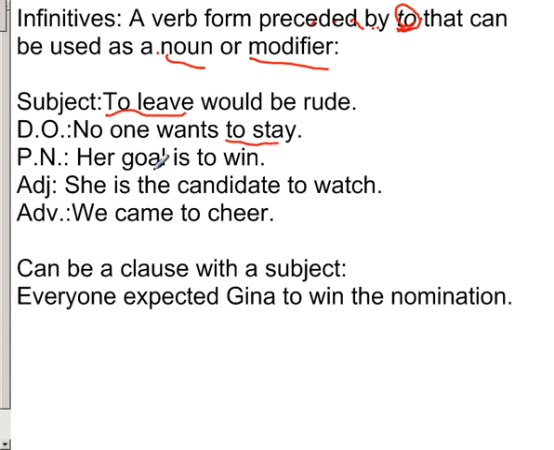Predicate nominative: "Her goal is to win." Once again, "to win" and "goal" are the same thing, so that's the predicate nominative or noun. So in this case, the infinitive is used as a noun.